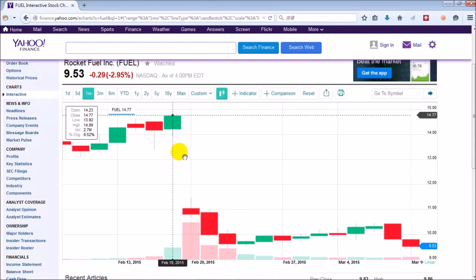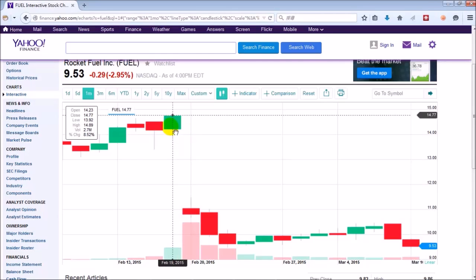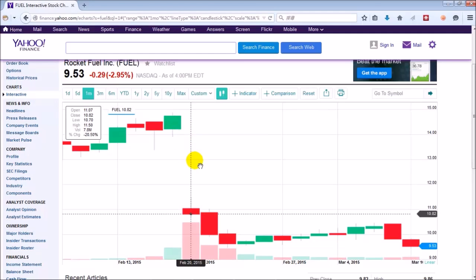This is a gap that happens when the next day, let's say you're holding on to Fuel. You bought Fuel and you have the stock, and at the end of February 19th, on the end of that day, you have a stock worth $14.77. But on the next day, you see the stock price opens at $11.07. You already lost money. That's how the gap works. There's no way to sell it off at the price that you had before because already as soon as the market opens, the stock's value has fallen.